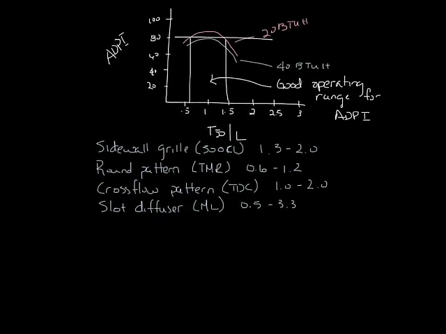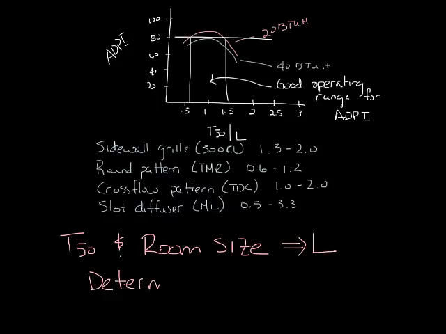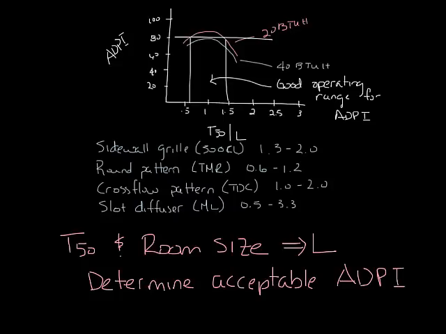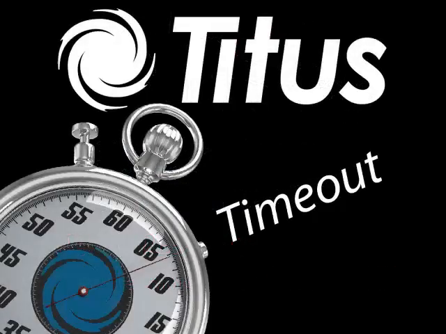So now let's move this out of the way. Now you know, if you know the T50 and the room size, which gives you the characteristic length L, you can determine the optimal airflow range for acceptable ADPI in the space. This is also how software, like the Titus Teams GRD selection program, can tell you the ADPI of a diffuser.